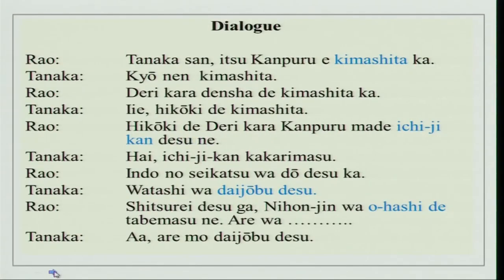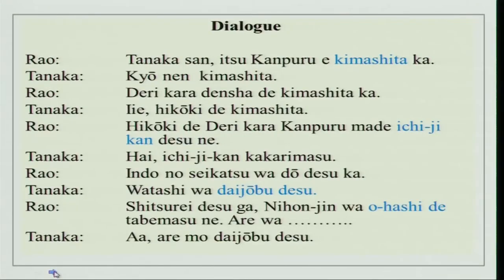So, well, I'm sure you could make out that the dialogue was between two people. Over here, you can see who those two are, Rao-san and Tanaka-san. Rao-san is asking Tanaka-san a lot of things. I'll just read the dialogue and then explain.